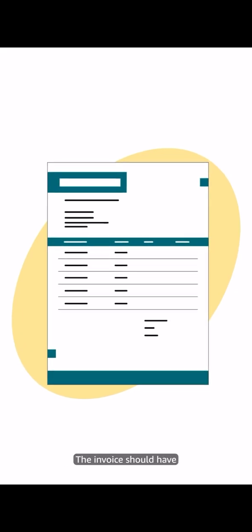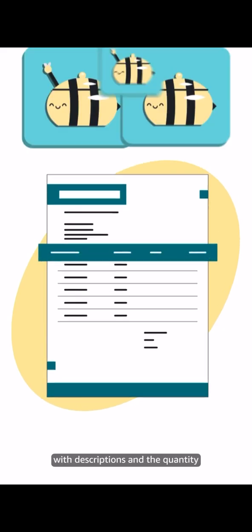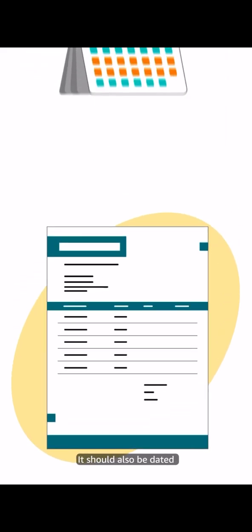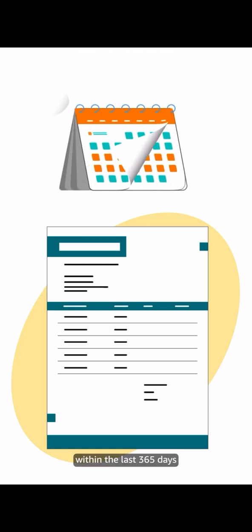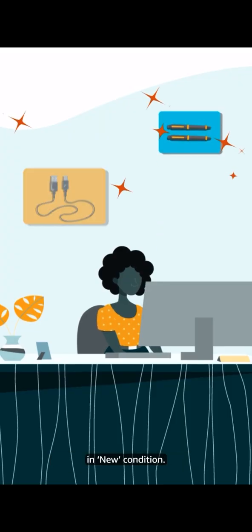The invoice should have a complete list of products with descriptions and the quantity of each item purchased. It should also be dated within the last 365 days for any products you intend to sell in new condition.